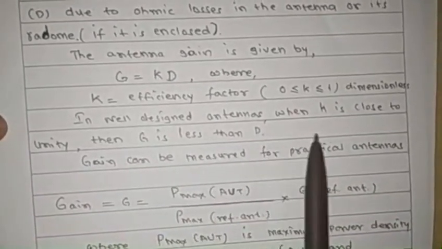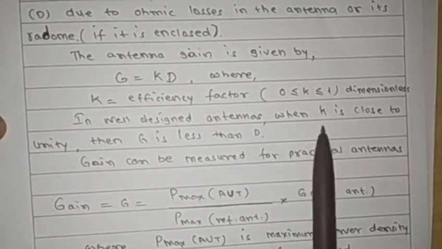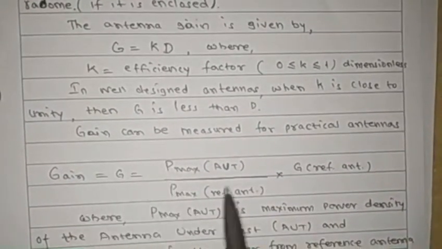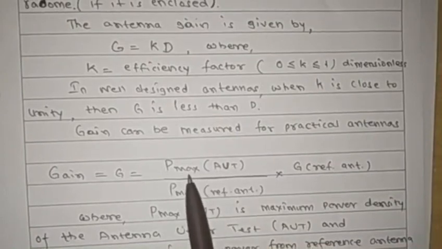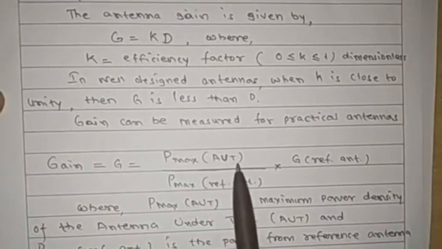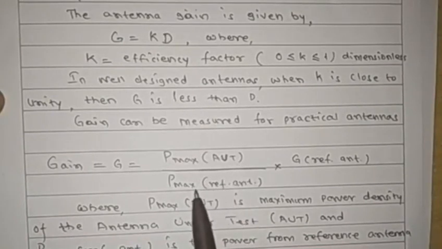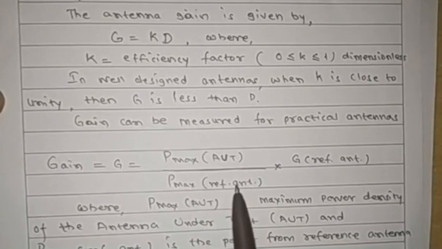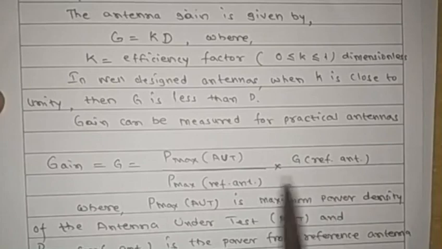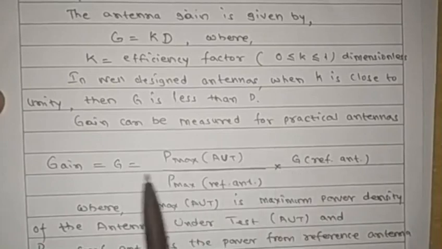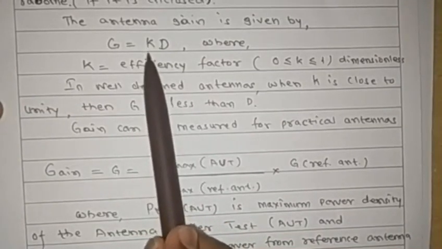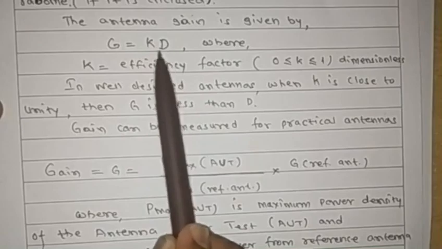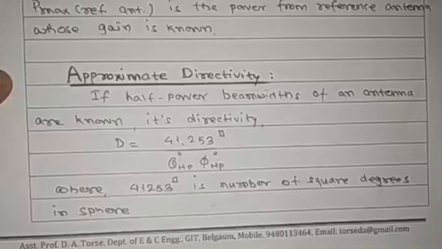In the case of laboratory antennas, the procedure to find the gain is this formula, where we have a particular antenna under test. We find the maximum power radiated by the antenna under test, and we take the maximum power radiated by a reference antenna whose power is known, and we multiply it by the gain of the reference antenna, which is known. So using this formula we compute the gain, or else we use the formula where we multiply the efficiency of an antenna by a given directivity and compute the gain.